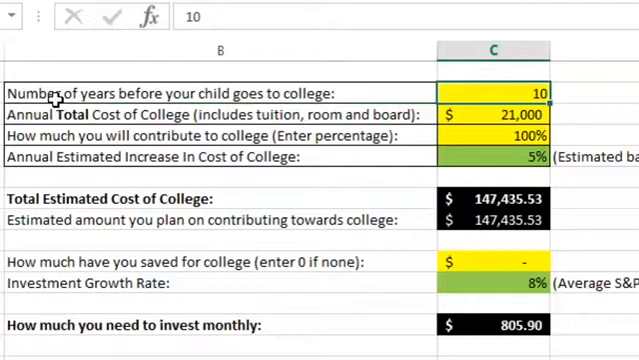Now, certain people start their children's education fund well in advance, right? So once those kids are born, people start contributing towards their college education from then on. And if that is the case, enter the appropriate amount into the field.